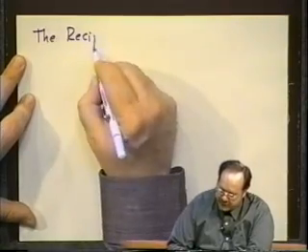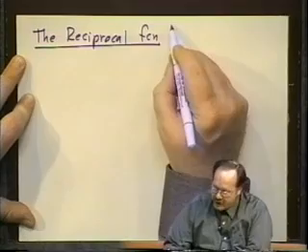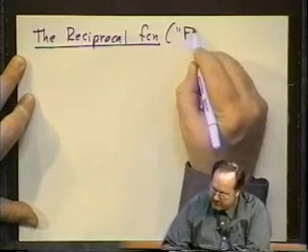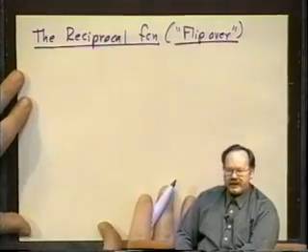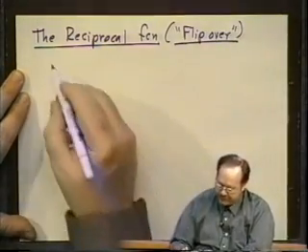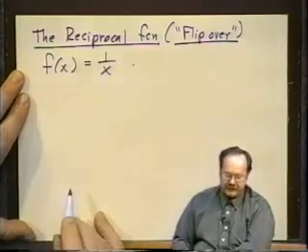The next function in the library we might call the reciprocal function, if you want a fancy name, or you might call it the flip-over function, because that's what it does. It flips numbers over. f of x equals 1 over x.